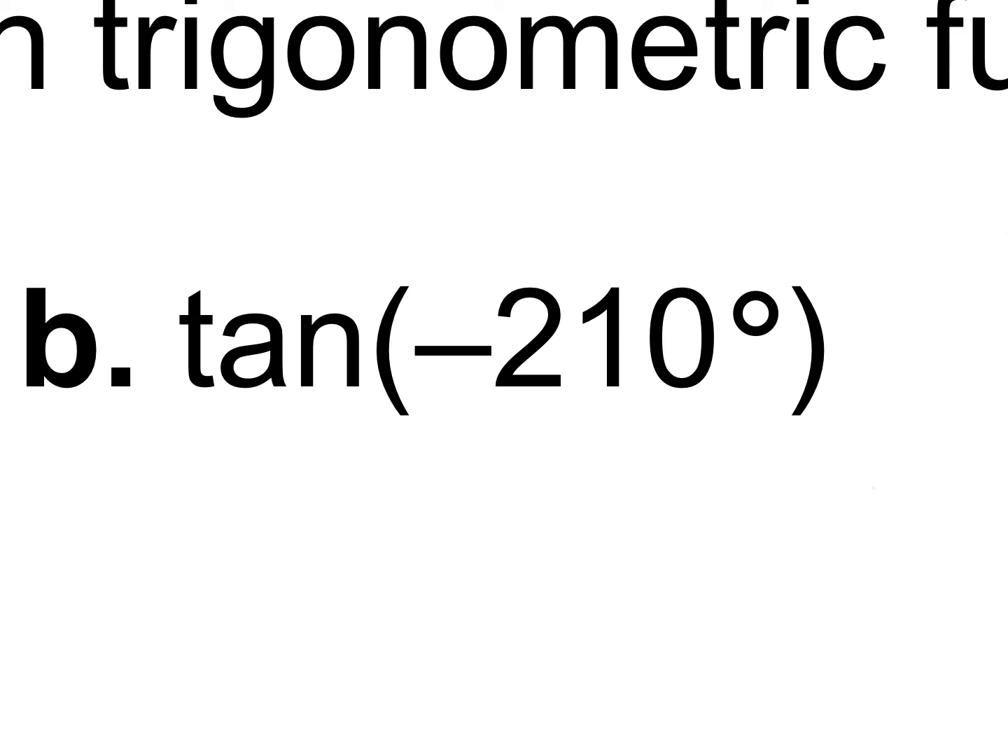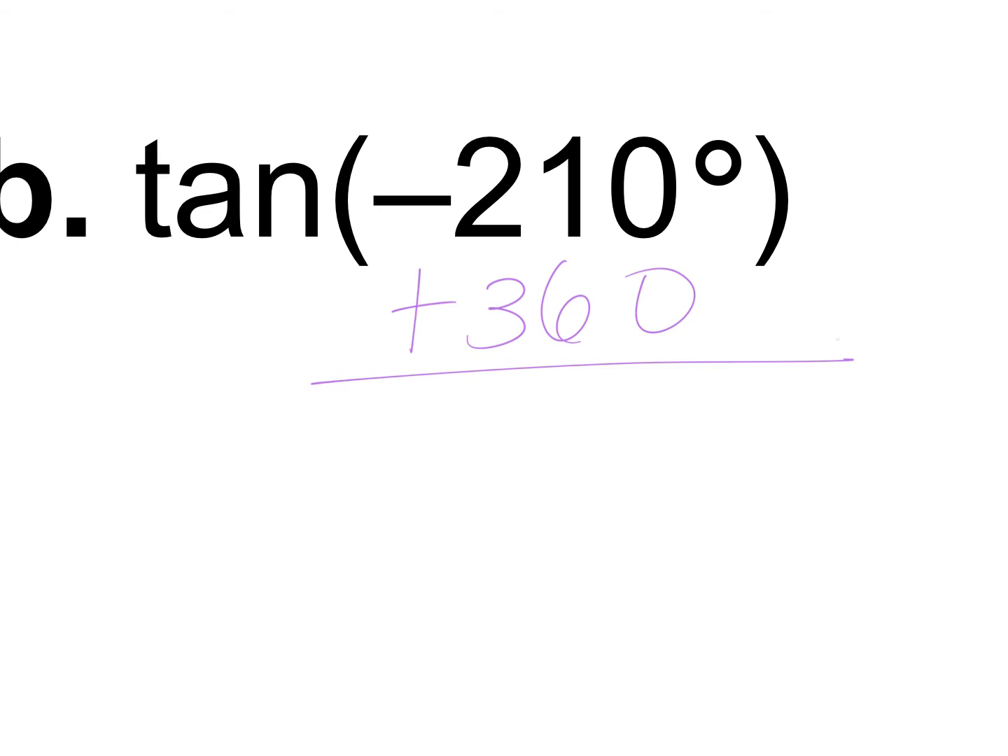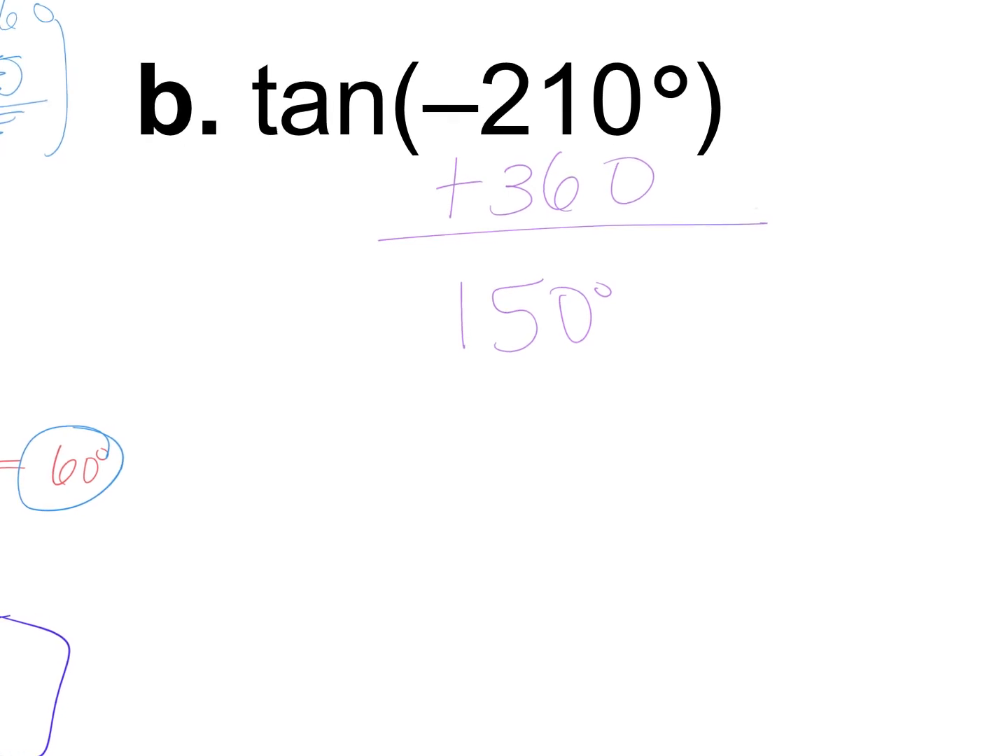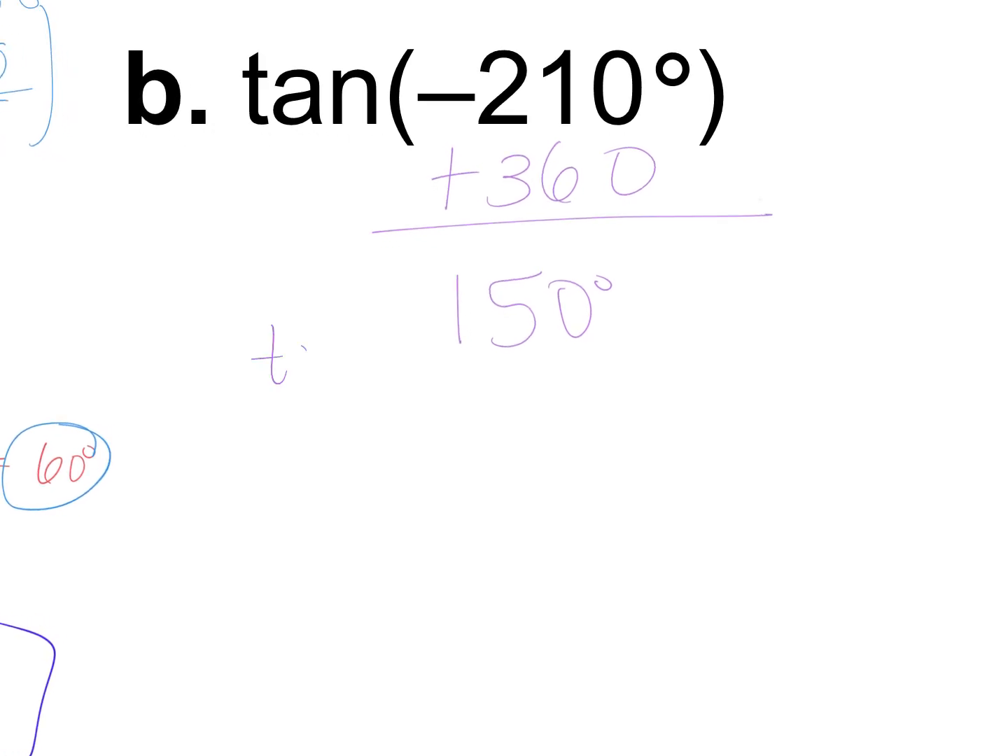The coterminal angle. We're going to add 360. So let's add 360 to -210. And what do we get? What's 360 minus 210? 150? Okay, so 150 degrees. All right, so what we're really finding is the tangent of 150. So let's figure out where 150 degrees is.